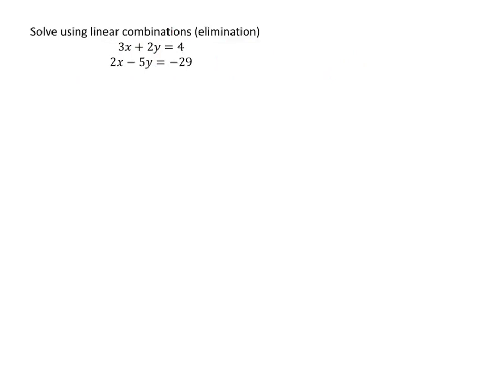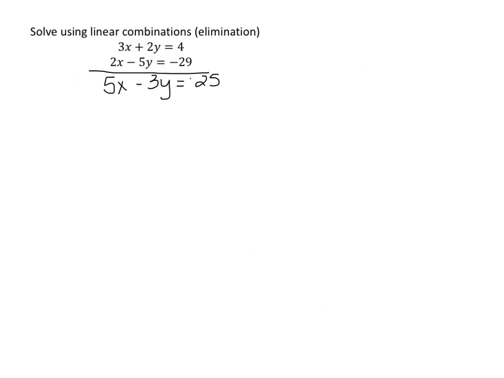The next method we'll look at is called linear combinations or elimination. This is the idea that I can add these equations together for the purpose of eliminating one of the variables. That's one of those transformations that we talked about that will produce an equivalent system. If I add these two equations together just as they are, I get 5x minus 3y is equal to negative 25, and that does absolutely nothing.